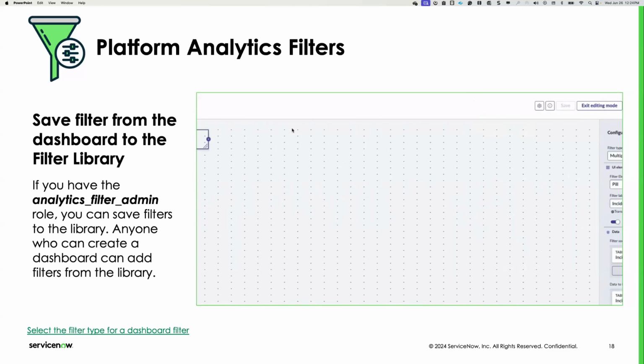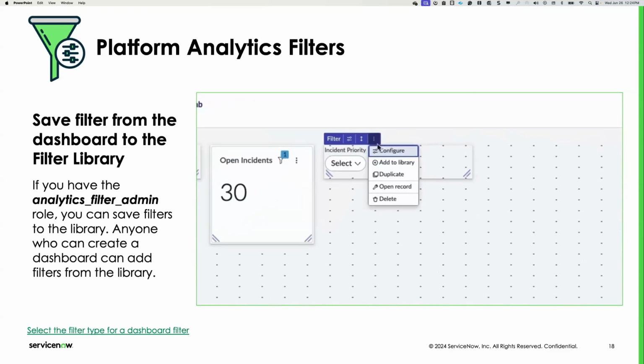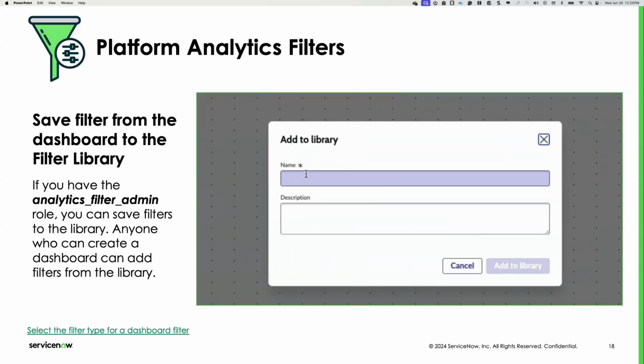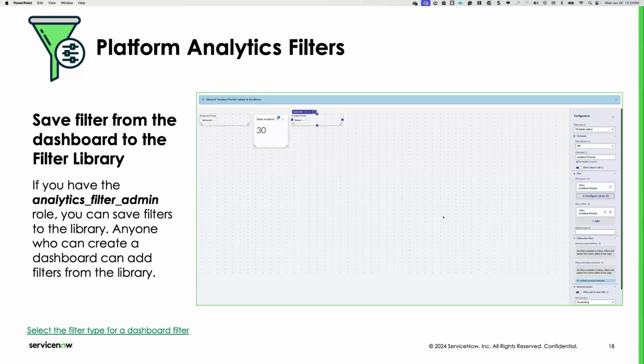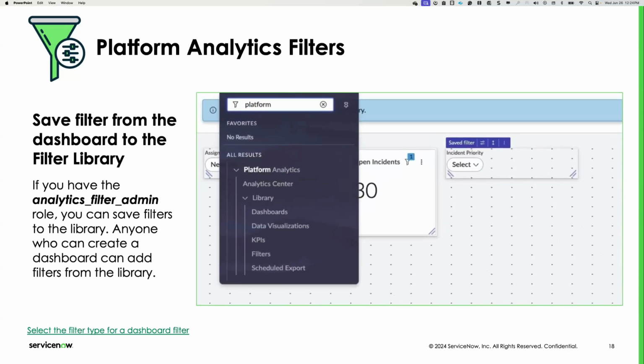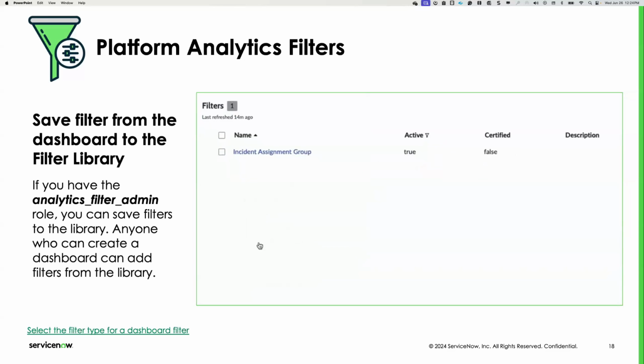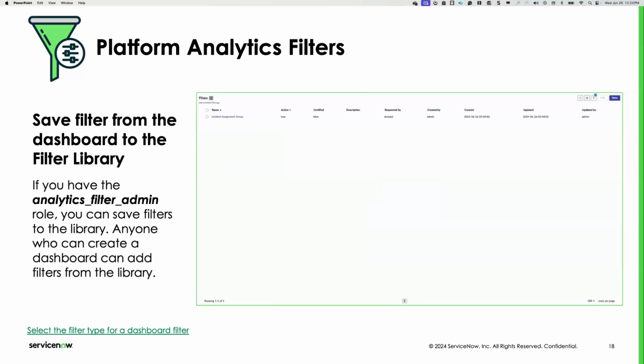When you go over to that and click on the menu, you can see add to library. And again, we just name it. And if you want to put in a description, I'm all about descriptions. I didn't put one in this particular demo, but I'm all about that. Now when we go back to the Filter Navigator, which you can't see because it's off the screen here, and I select filters and reload that, you'll see that incident priority is now a filter that's there.